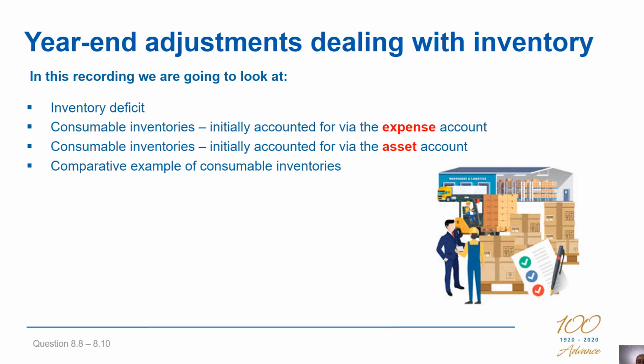These year-end adjustments dealing with inventory will first of all look at inventory deficit calculation and accounting. Then we're going to look at the adjustment for consumable inventories where the expense account was used to initially record the purchases. This third item will be the consumable inventories adjustment where the asset account was used initially. And then lastly, we'll do a comparative example of the two consumable inventory adjustments, just to confirm that we all understand.